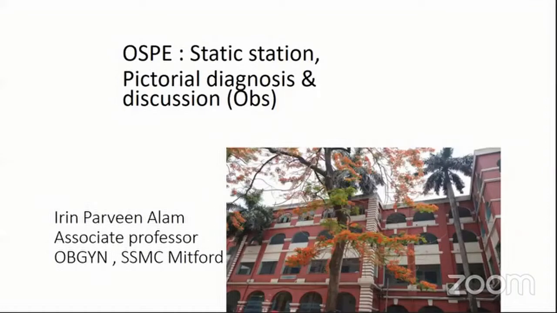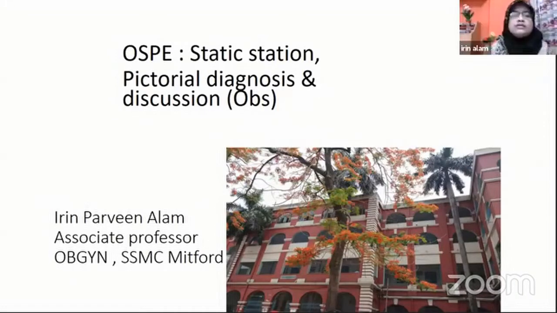Today we'll discuss OSPE station pictorial diagnosis. That means we can diagnose the case by seeing the picture. In OSPE, three types of question usually come: static station, counseling station, and procedure station. We'll discuss static station today.